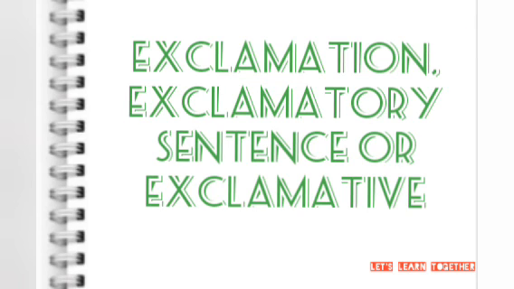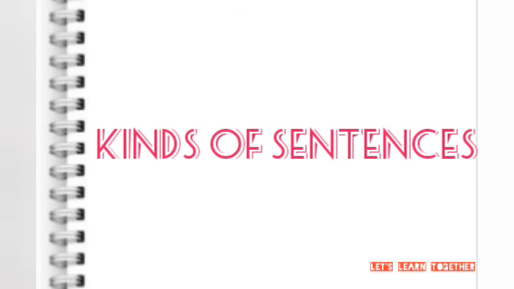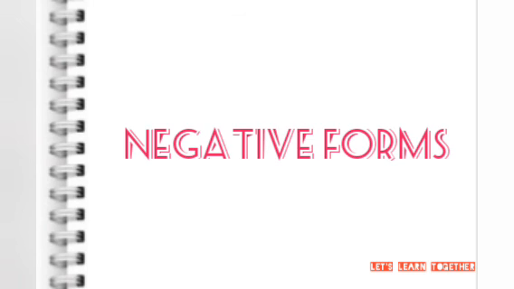The only sentence which doesn't have a negative form is the exclamatory sentence, or exclamative sentence. So today we learned about kinds of sentences, that there are mainly four kinds of sentences, and also we learned the negative forms of three sentences.